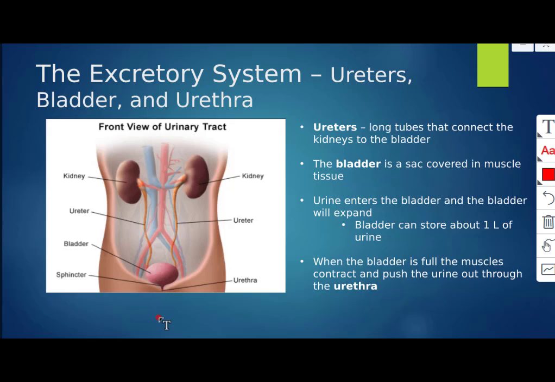So when urine enters the bladder, it expands, and a signal will be sent to your brain that the bladder is full and that you need to go to the bathroom. The bladder can store about 1 liter of urine. And then when the bladder gets full, muscles contract, which will push the urine out through that tube at the bottom, the urethra.